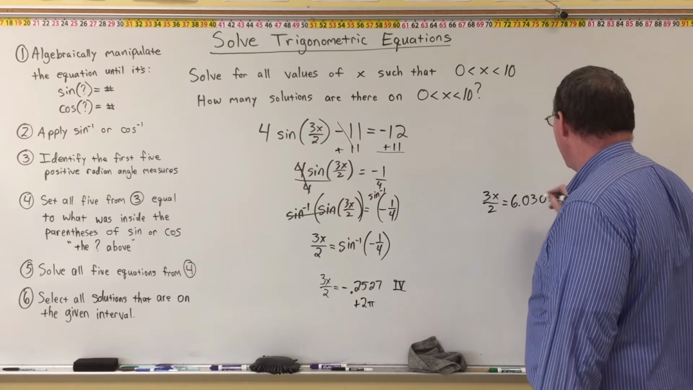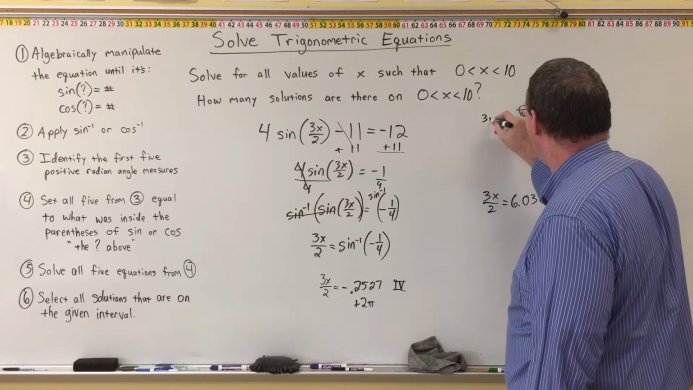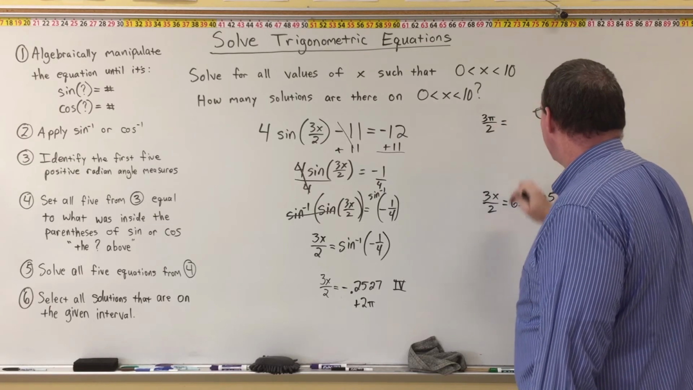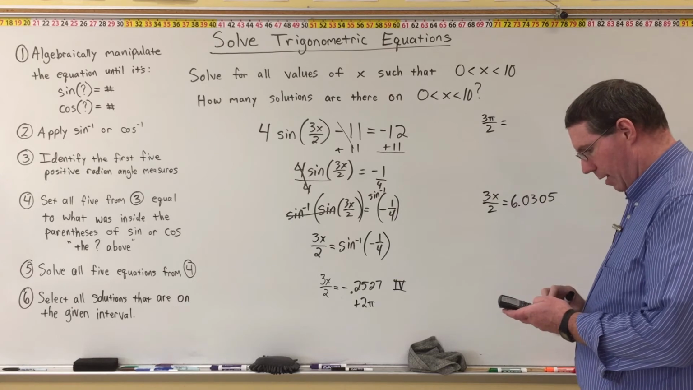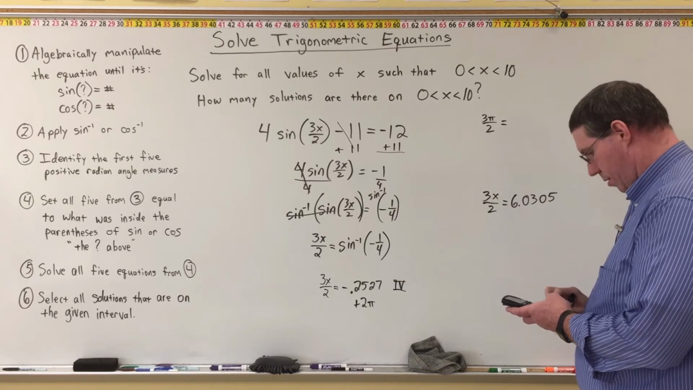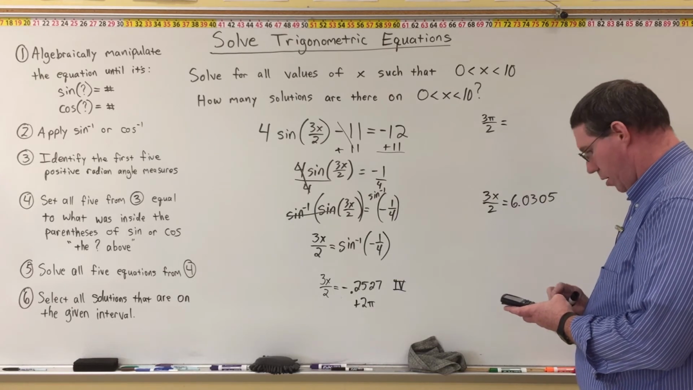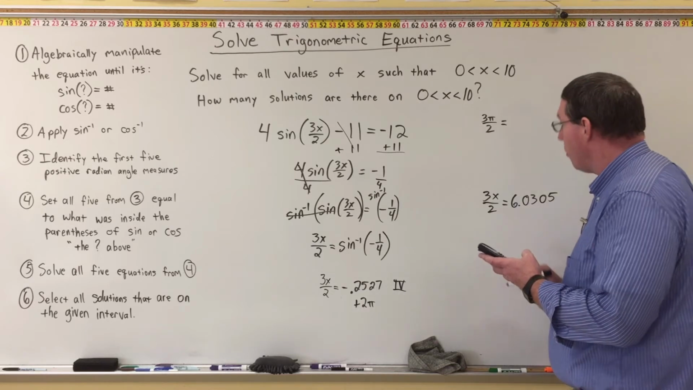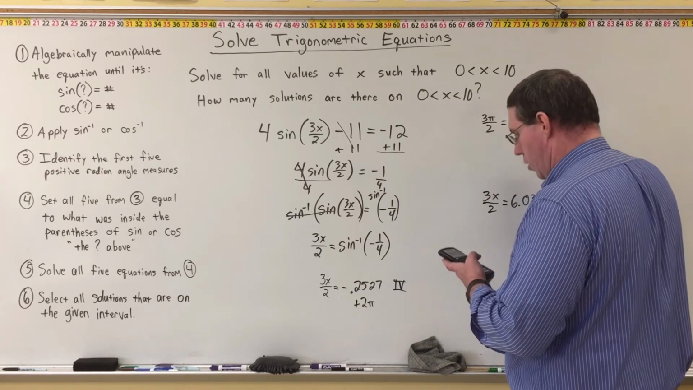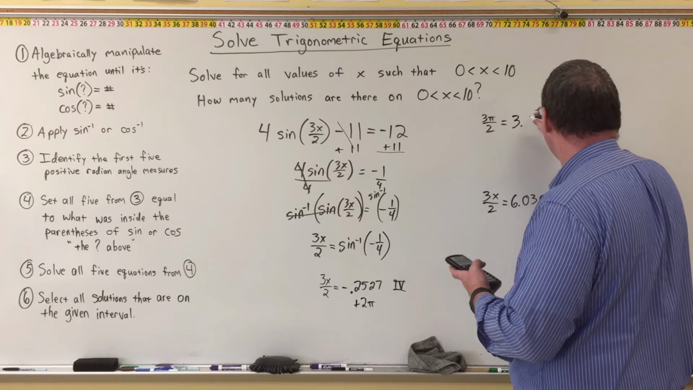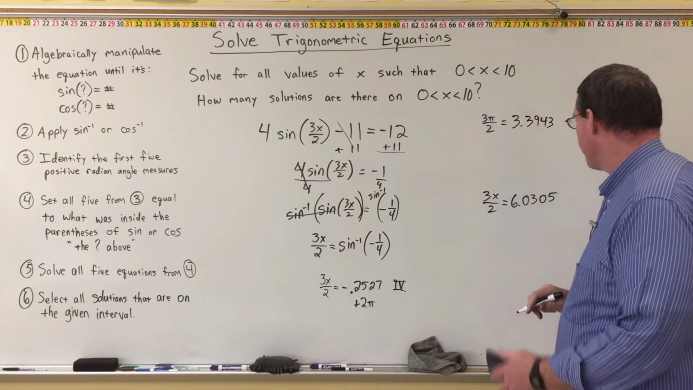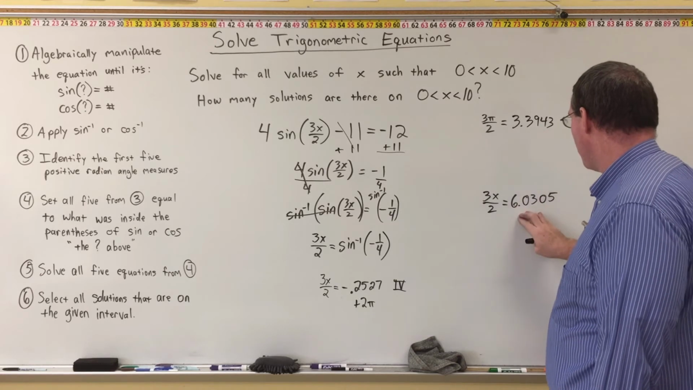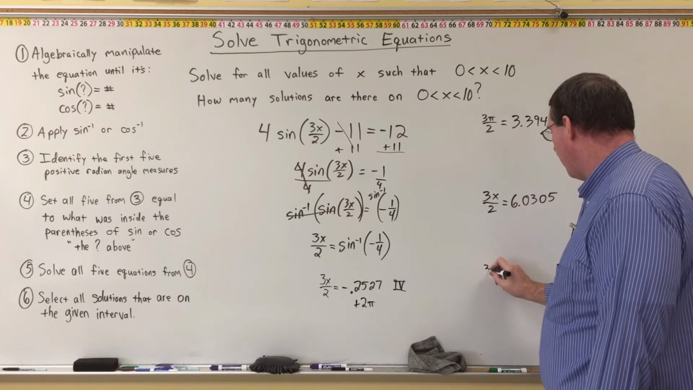6.0305. My first one, which is going to come from quadrant 3, to get that one, I have to do 3 pi minus this number. 3 pi minus 6.0305, which gives me 3.3943. Okay, it's rounded to 4 decimal places. So this is a quadrant 3, this is a quadrant 4. Now it's going to be easy to get my other 3.